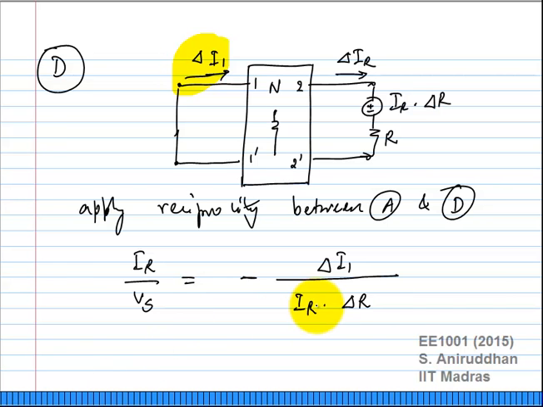Okay, so what did we want to find out? We wanted to find out delta I1. Delta I1 is minus IR squared by Vs times delta R. So this tells you what would happen if you have a delta R, what the delta I1 will be. Now does this negative sign make sense? If you increase the resistance, the current should decrease, right? And that is what you expect. So the negative sign also makes sense.